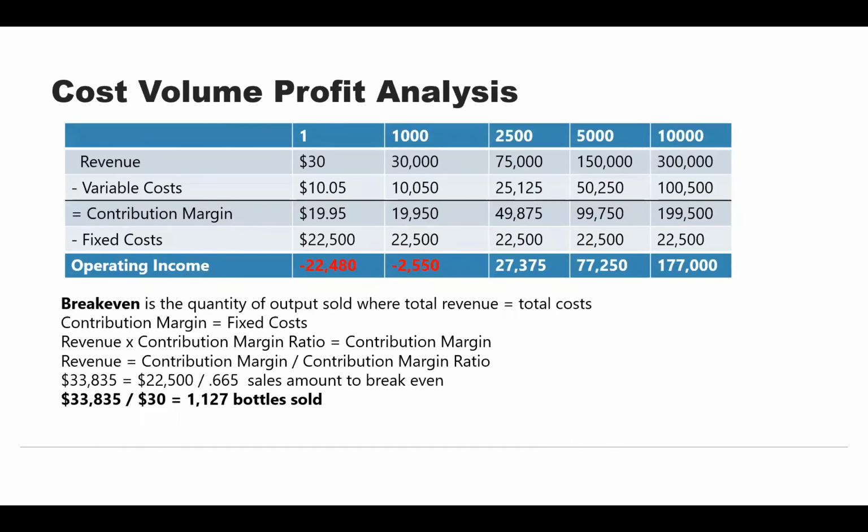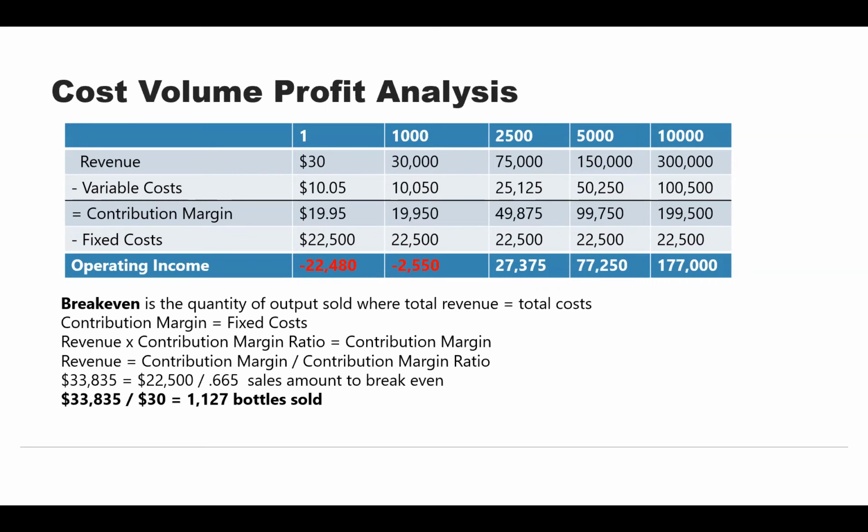But what's more relevant for most people would be this idea of break even. Break even is the quantity of output that you need to sell where your total revenue equals your total costs. And that's where your contribution margin, essentially your revenue minus your variable costs, is equal to your fixed costs, right? And so at that point you're at zero. That would be your absolute break even.